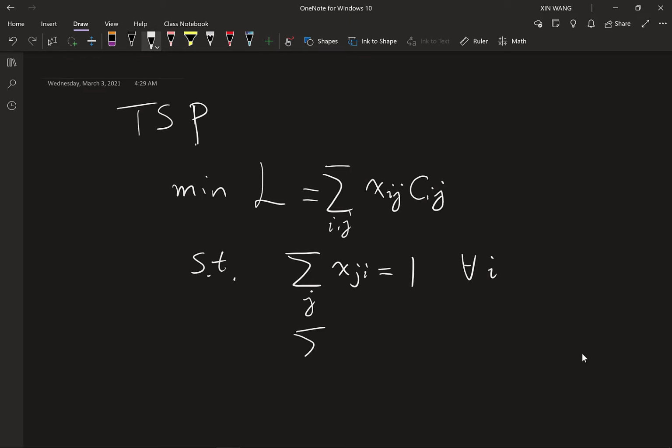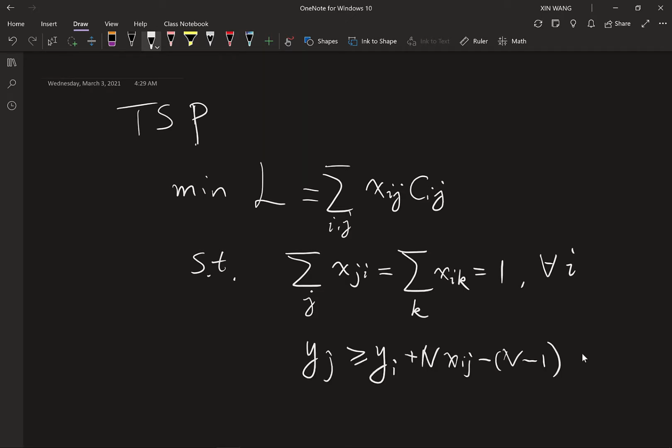And then we have the symmetric property. We have to guarantee that only one path goes out of city i for all possible i. Sometimes we can write these two constraints together for notation convenience. And then this is our subtour elimination constraint. Remember that this is for any i and j, excluding the starting point. And then our starting point is assumed to be 1.